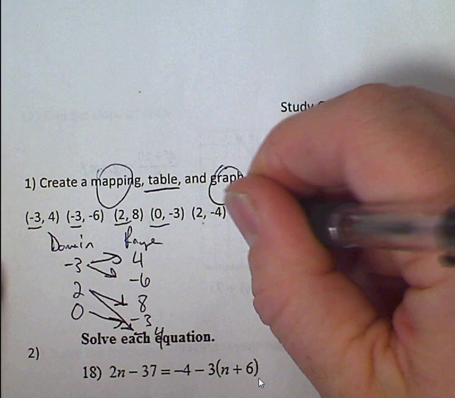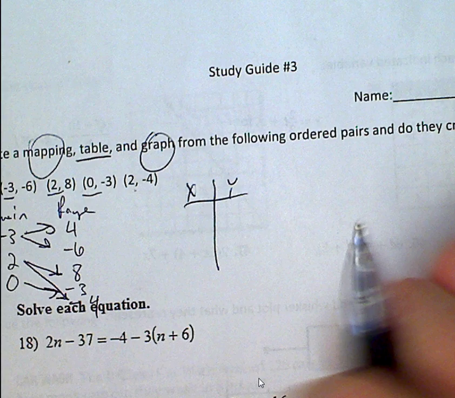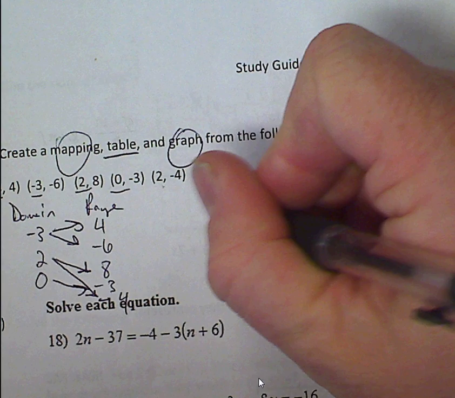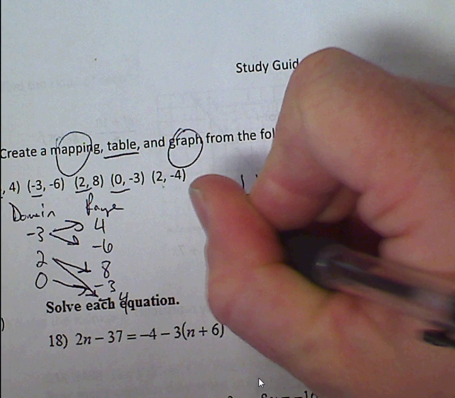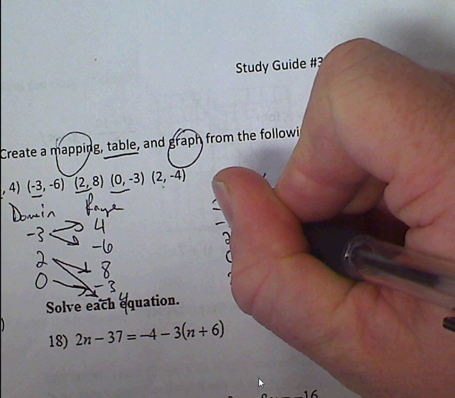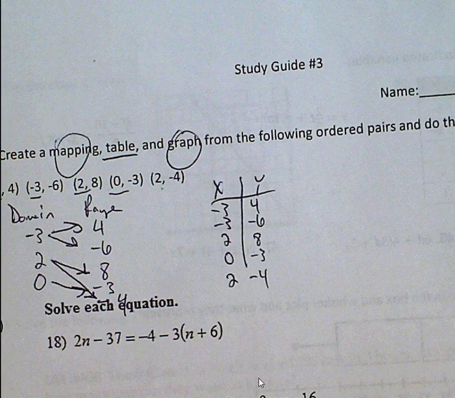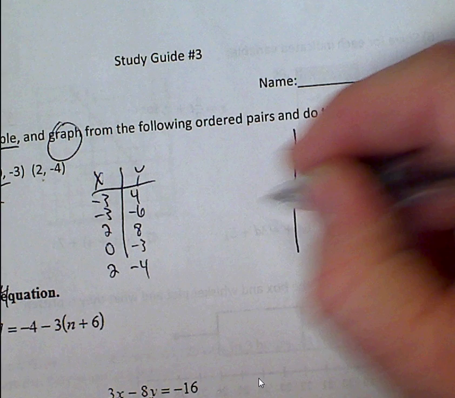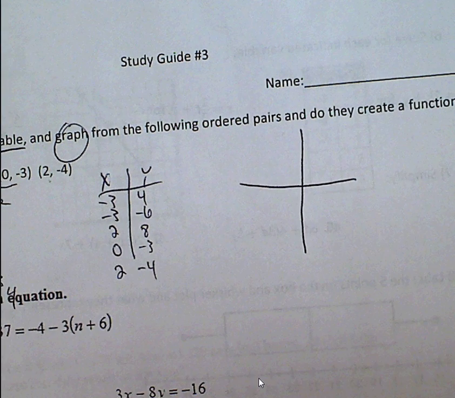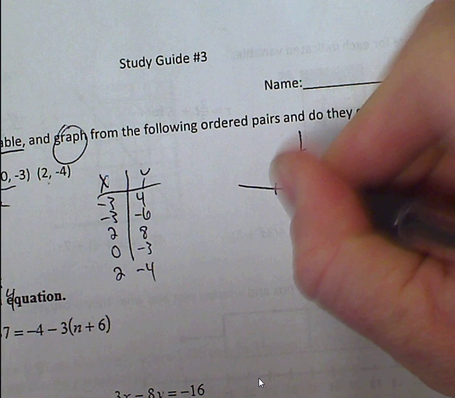My table would be my X and my Y values. This is where I would repeat my values. I have -3, -3, 2, 0, 2. I have 4, -6, 8, -3, -4. If I were to create my graph, it would look just like this. -1, 2, 3, +1, 2, 3, 4. That's my first dot.